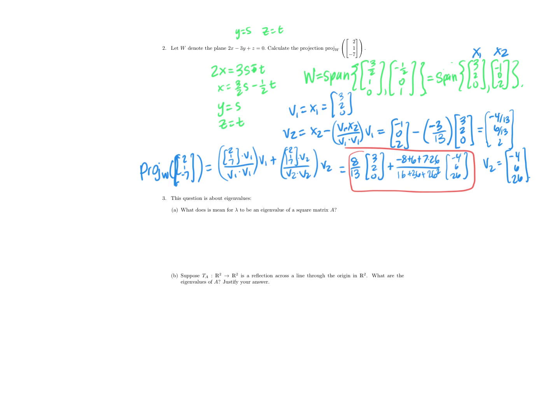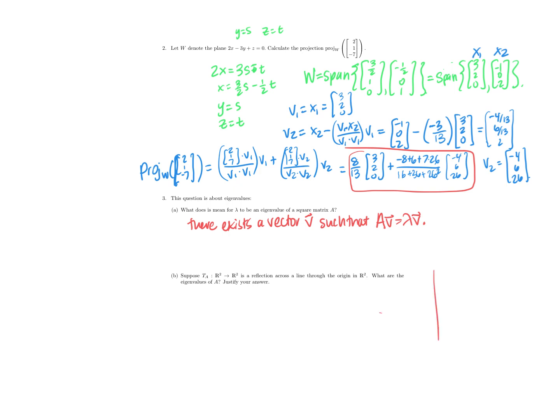Okay, what does it mean for lambda to be an eigenvalue of a square matrix A? So it means that there exists a vector V such that AV equals lambda V. And then suppose that A is a reflection across a line through the origin of R2. What are the eigenvalues of A?